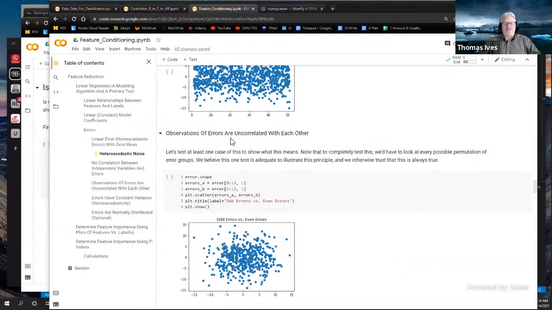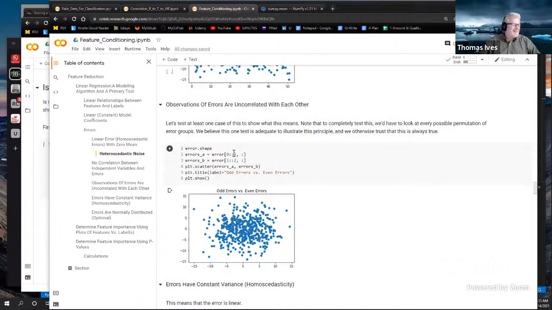Now, this is the one that's weird. Observations of errors are uncorrelated with each other. Now, I'm going to be honest with you. I'm guessing, and I think I'm right, but you would have to do a permutation of every possible equal set. In other words, I'm going to always have two sets, and I'm going to test a correlation. And so what are all the permutations you can have of each error point being in each set? All possibilities of that. Well, I only did one.